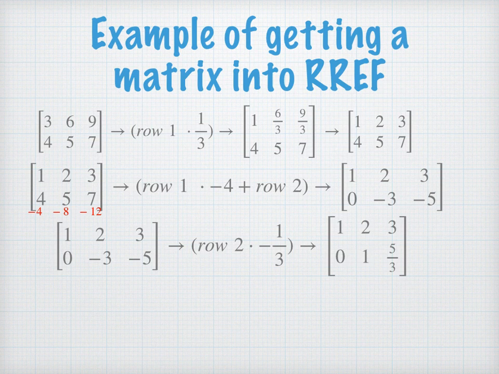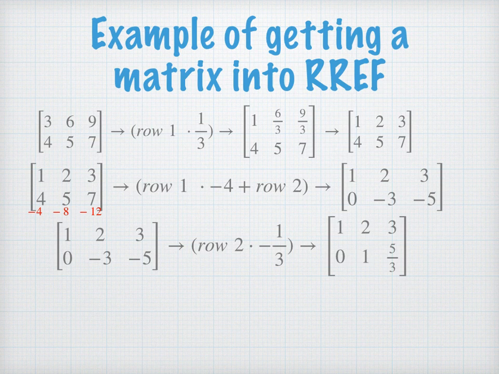So in my second column, I have the 1 where I want it. It's in my second row. So second column, second row needs to be a 1. And now I need to make everything else become zeros in that second column.